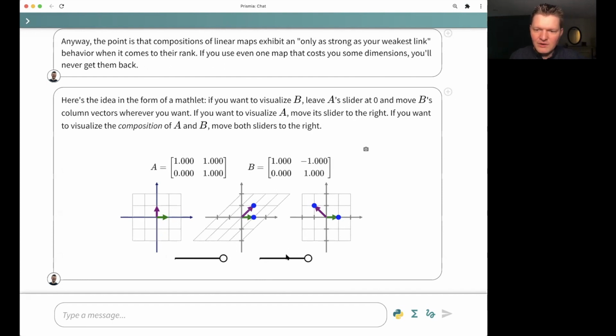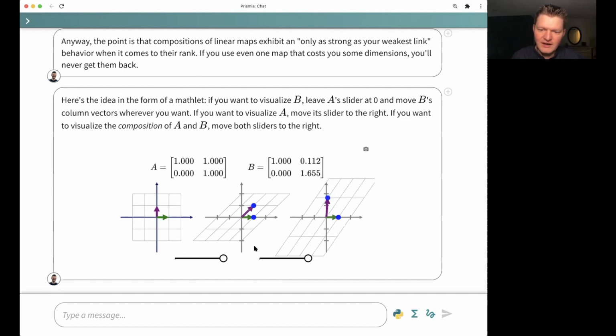And then if we want to visualize the whole composition, we can just put both sliders all the way to the right. So both maps are being fully applied. And in fact, these two matrices happen to be inverses of one another. So if you shear once to the right and then shear to the left by the same amount, then you get back to nothing. This is just the identity matrix.